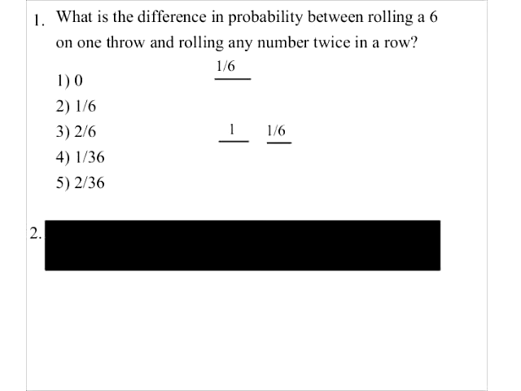1 out of 6, right? So if I roll a 2 the first time, now there's a 1 out of 6 chance I'm going to roll a 2 a second time. Now I need both of these things to happen, so I'm going to multiply.